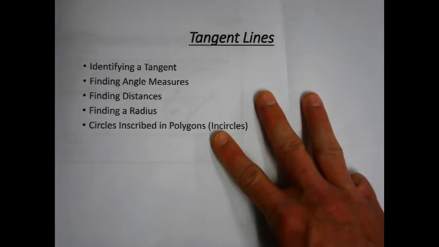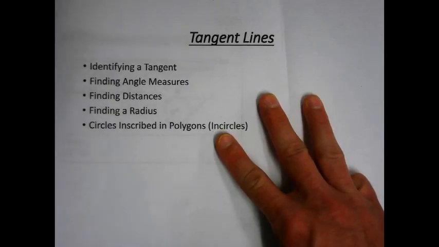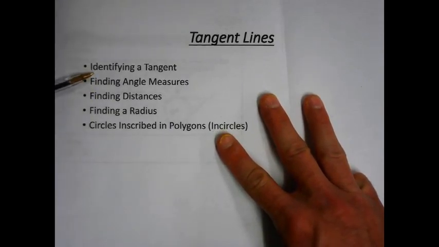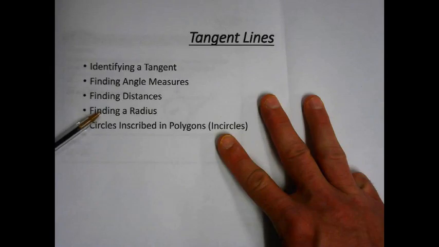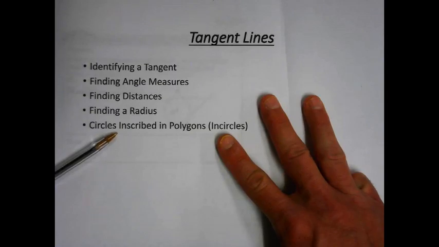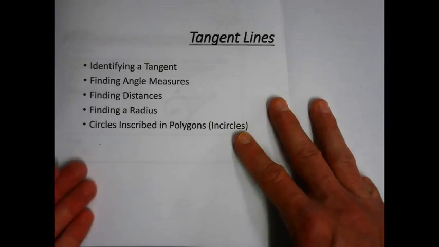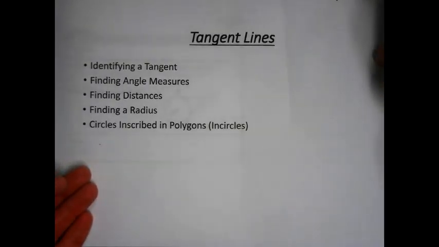Hopefully you've seen the first two videos, because we talked about pretty much everything except for one thing. We identified what a tangent was, we found angle measures, we found some distances, we even found a radius using crazy algebra, and now we're going to talk about incircles. If you remember incircles, from angle bisectors, where angle bisectors intersect in a triangle, the incircle. We're going to talk about that in a second.